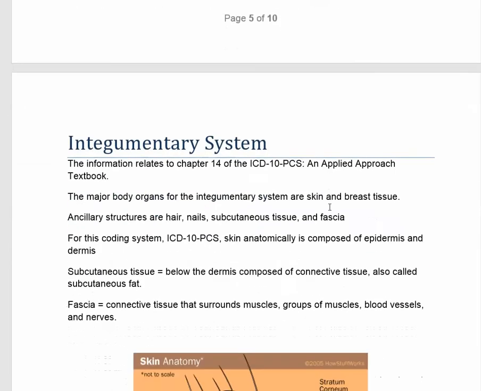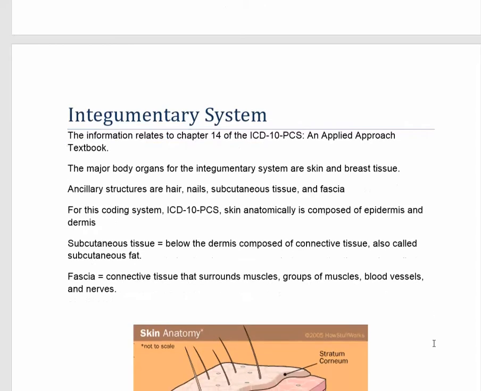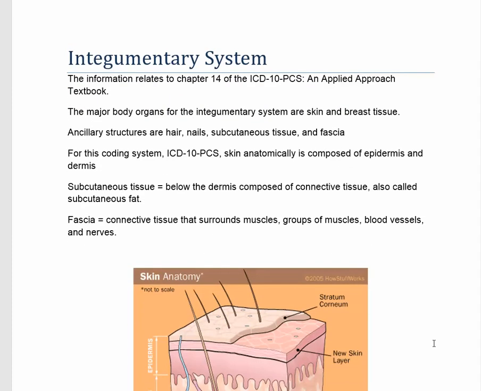So, moving into the integumentary system, which is chapter 14 of the textbook, remember the organs of this particular system are the skin and breast tissue, the major organs of the integumentary system. Ancillary structures include hair, nails, subcutaneous tissue, and fascia. For this particular coding system of ICD-10-PCS, skin is composed of the epidermis and the dermis.